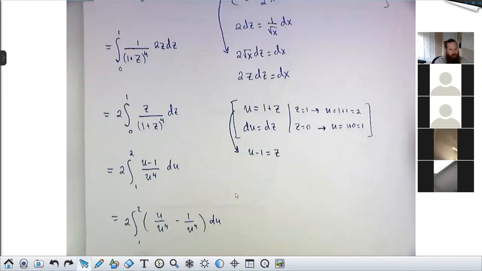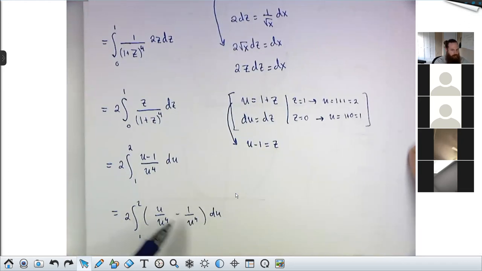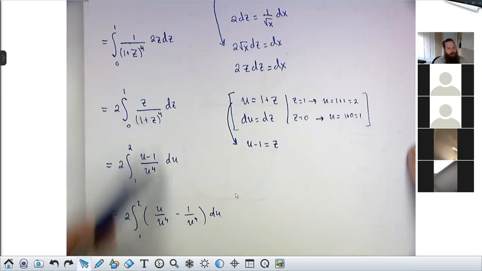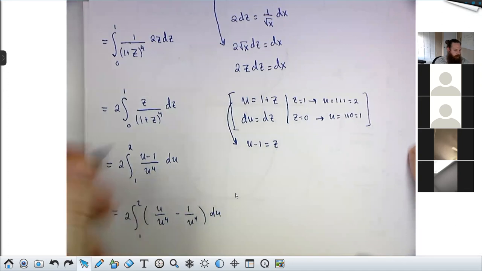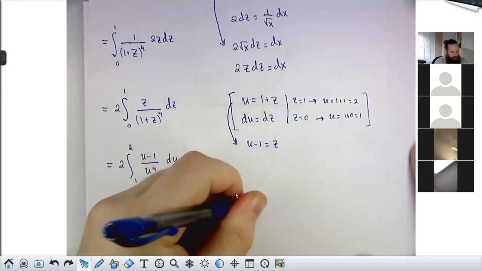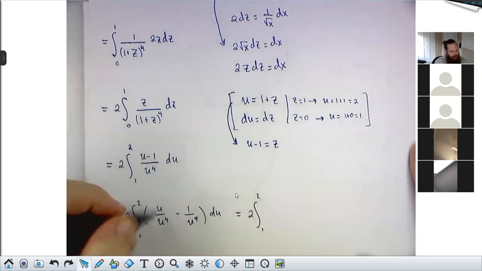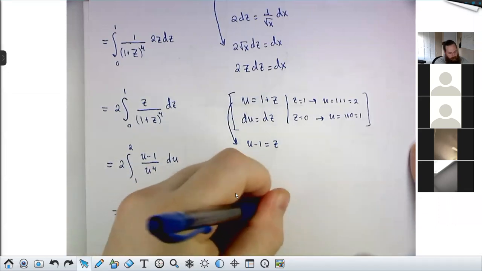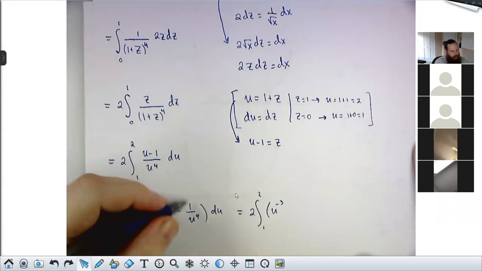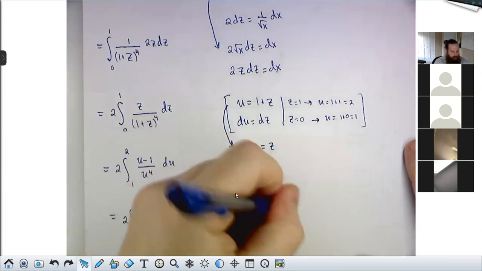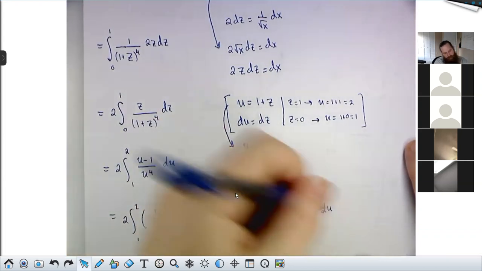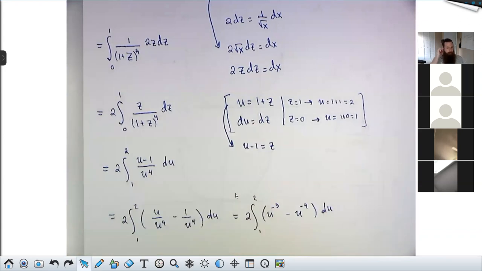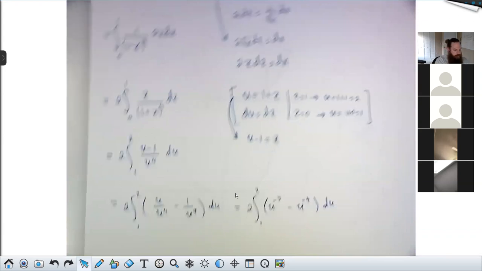You can split fractions up over their numerators like this. You can't do it over the denominator, but you can do it over the numerator. So this is good news. Now u over u to the 4 is 1 over u cubed, or u to the negative 3. 1 over u to the 4 is u to the negative 4. And now each of those is a little power rule.